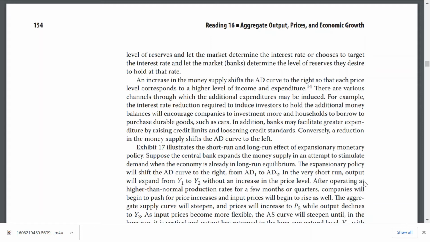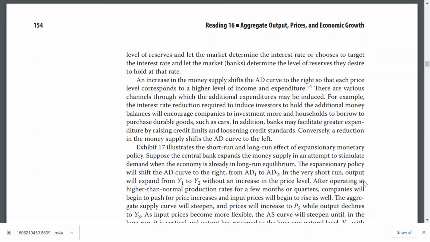An increase in money supply shifts the AD curve to the right, so that each price level corresponds to a higher level of income and expenditure. There are various channels through which the additional expenditures may be induced. For example, the interest rate reduction induces investors to hold additional money balances, and will encourage companies to invest more and households to borrow to purchase durable goods such as cars. In addition, banks may facilitate greater expenditure by raising credit limits and loosening credit standards. Conversely, a reduction in money supply shifts the AD curve to the left.